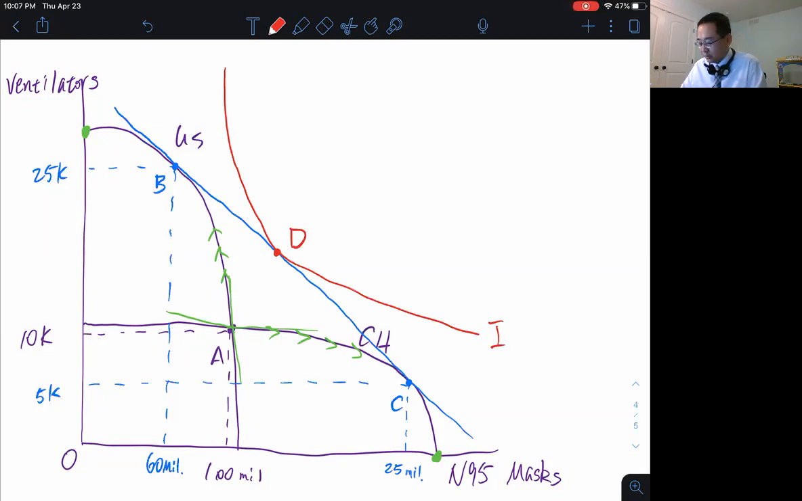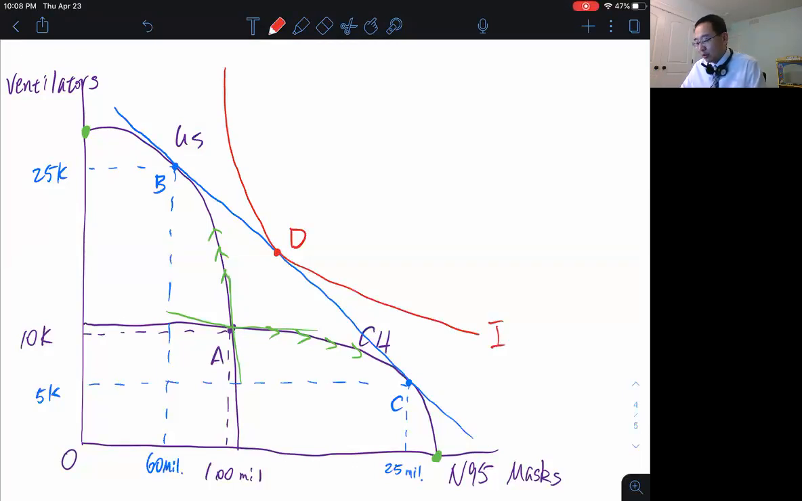The key difference here is that we no longer completely specialize, right? We did not go to the endpoints like the straight line case. Instead, we went to point B, China went to point C. That means we produced 25,000 ventilators, but we also produced 60 million N95 masks. We did not go to zero on that production. And China, on the other hand, went to 25 million N95 masks, but they did not go to zero on ventilators. They still made 5,000 because we did not want to push beyond our comparative advantage. So this is what we call partial specialization.